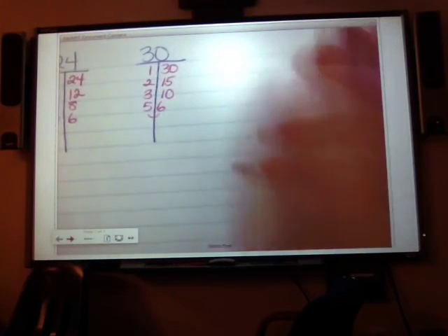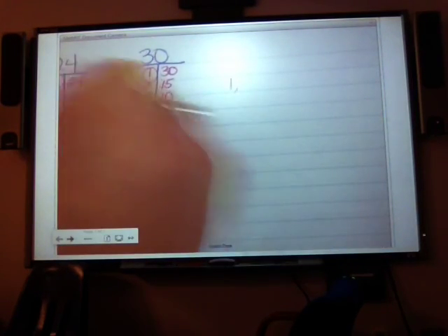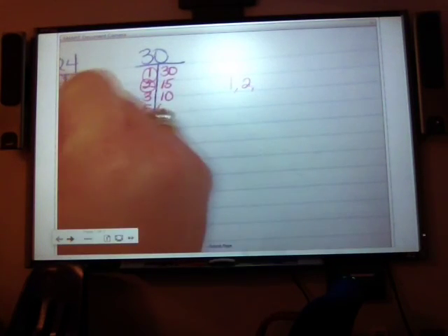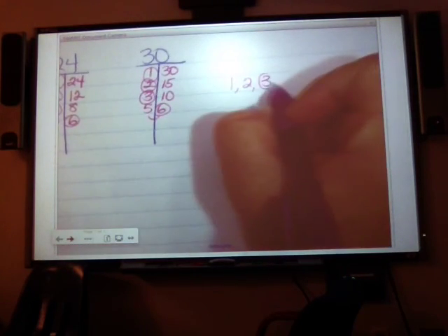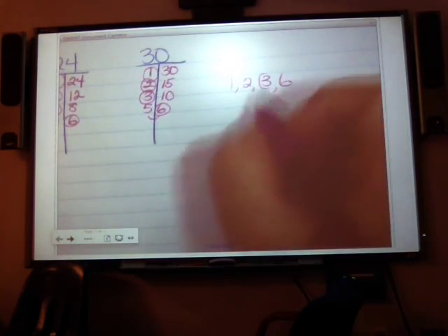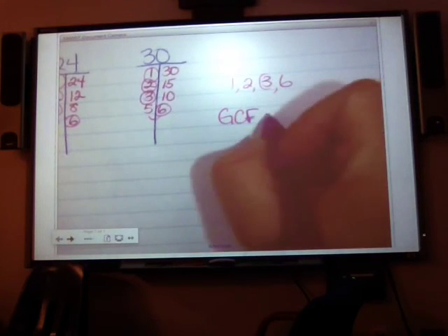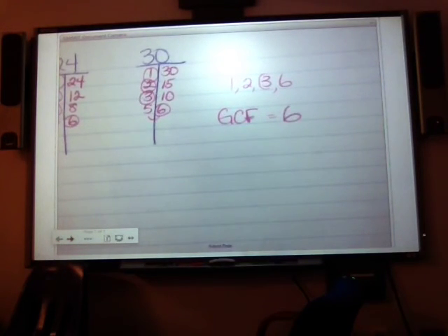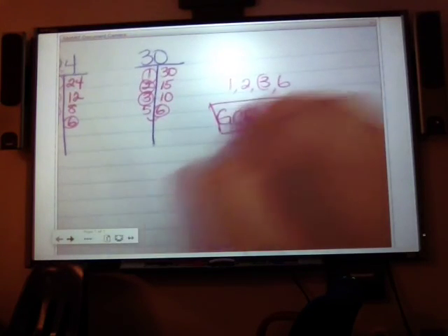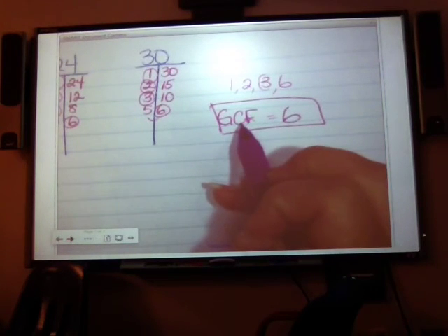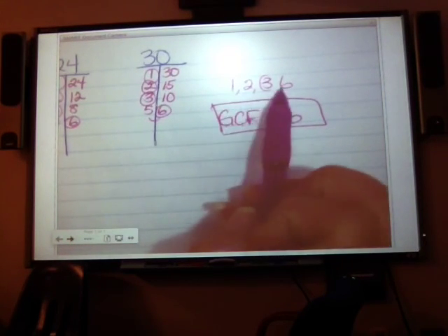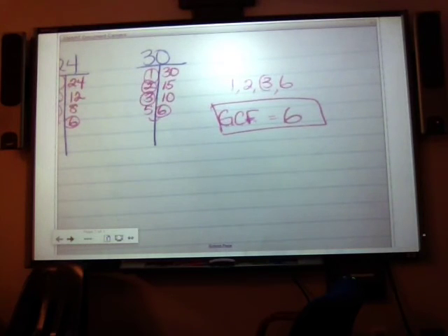All right, ladies and gentlemen, what are my common factors? 1, 2, 3. They both have a 3. And 6. They both have a 6. And that's it. So therefore, my GCF is a what? 6. Your GCF has to be your greatest. Again, this is your greatest common factor, the greatest shared factor. The greatest shared factor is 6 because 6 is a factor and they both share that.